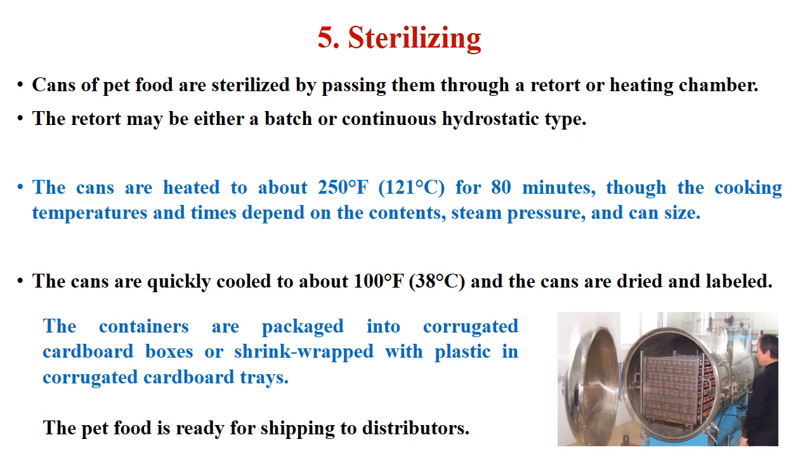The cans are quickly cooled to around 38 degrees Celsius after processing, and then they are dried and labeled. So these containers are packaged into bulk packaging in corrugated cardboard boxes or shrink wrapped with plastic in corrugated cardboard trays. So now they are ready for distribution and marketing. So this is an important step, retort processing for canning, that is for the wet pet foods.